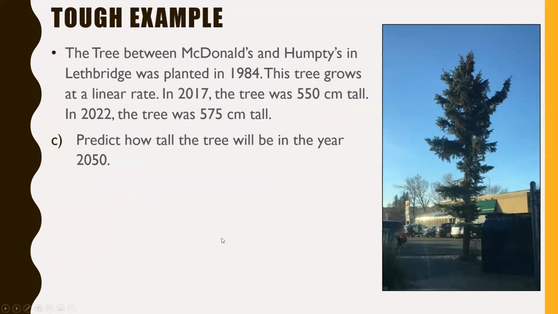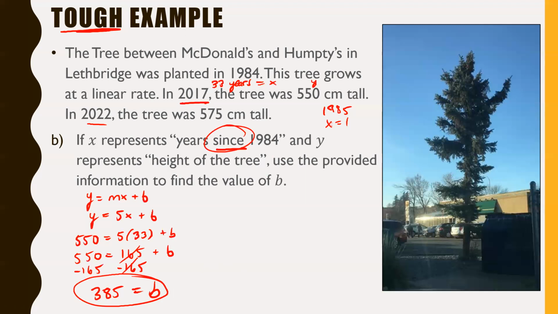All right, so the next one: predict how tall the tree will be in the year 2050. Before we get there, sorry to come back to this, I really should explain. What do you think the significance of this B value is here? There's actually something really important with this. Remember, we talked before about what B is visually on a graph. On a graph, B is your y-intercept, right? That would be your B value.